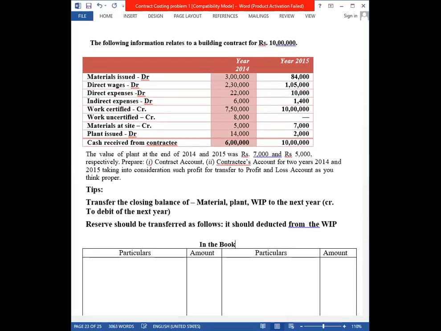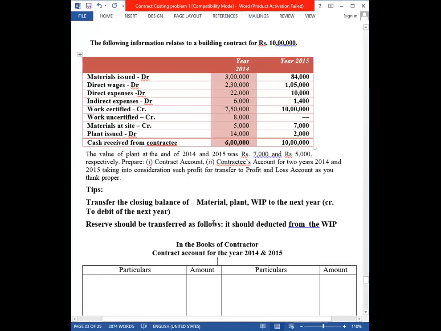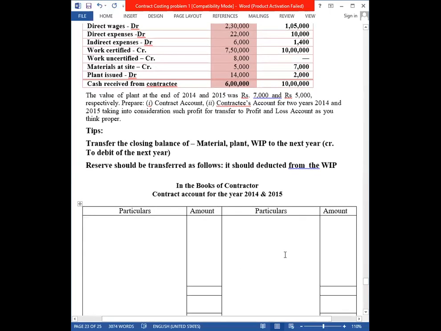In the books of contractor, there is no name. Okay, contract account for the year 2014 and 2015. I'm going to make both in the same account. So I'm writing it as contract account for the year 2014 and 2015.